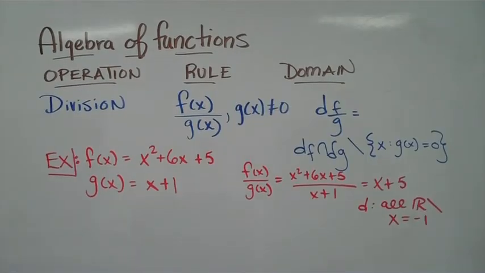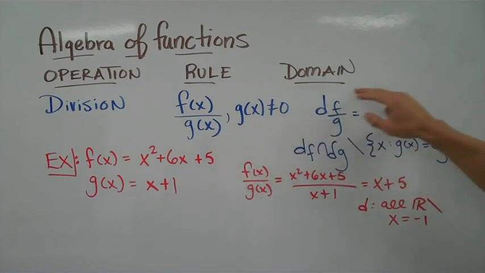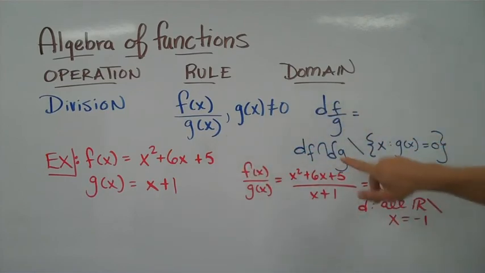And finally, we have a rule for division, f(x) divided by g(x). Our stipulation is that the denominator, g(x), cannot equal 0. So our domain of f(x) divided by g(x) is the intersection of f(x) domain and g(x) domain, with the exception, that backward slash means except where g(x) equals 0.